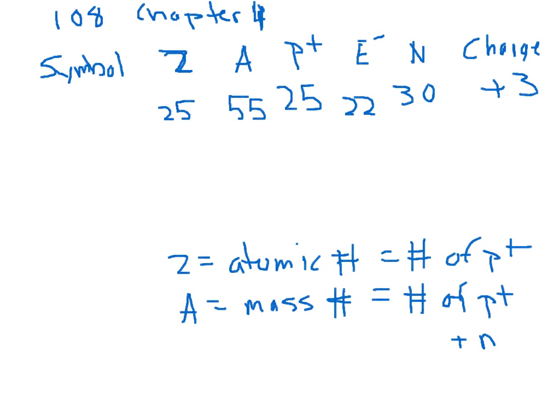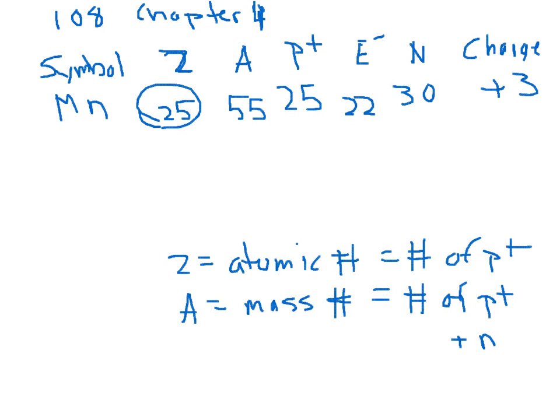As far as the symbol goes, what's going to help you with that is your periodic table. When you look at your periodic table, the atomic number goes along with the symbol. So I am looking for element number 25, which is Mn, which is manganese.